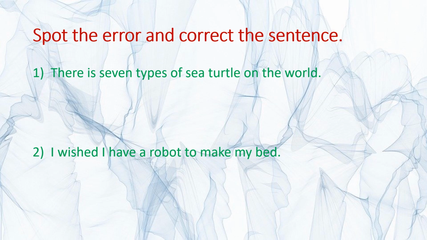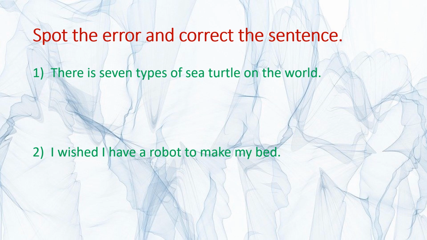There is 7 types of sea turtle on the world. So this is an incorrect sentence. So you have to write the correct sentence, right? So what will be the answer? What is incorrect there? Yes, "is". So how are you going to write down this answer?